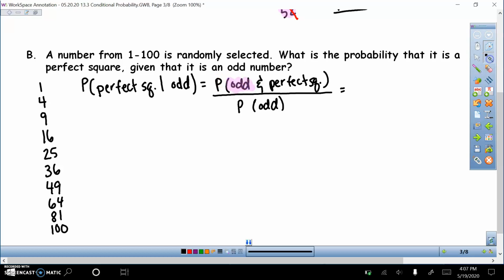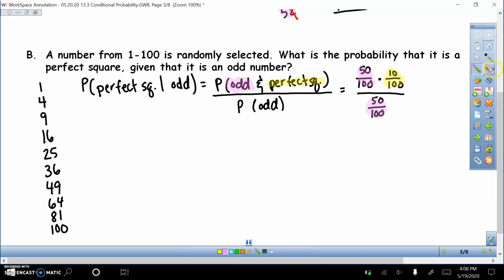So the probability of an odd number between 1 and 100 would be 50 out of 100 because that 1 and the 100 are included, and there are going to be 50 odd numbers, half of them. And means times. Perfect squares, well, if I go through and count, I have 10 perfect squares, so 10 perfect squares out of 100. And then I'm going to divide by the probability of it being odd, which is 50 out of 100.